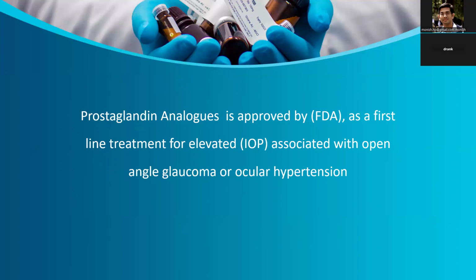The reason for recommending them as a first line agent is their high efficacy of around 30% lowering of IOP and limited systemic side effects. They have only local side effects. Systemic side effects are nil, and they require only once a day dosing. So because of these three reasons, they are approved as a first line treatment for increased IOP.